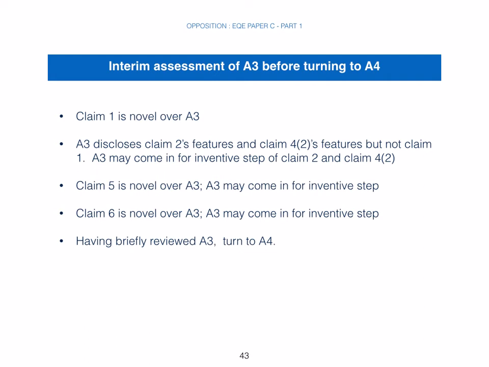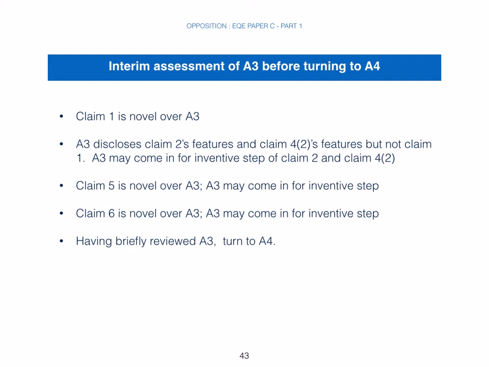Claim 6 is novel over A3. A3 may come in for inventive step. So, having briefly reviewed, we have to wait for the content of the remaining documents before we make up our minds. Nevertheless, coming up with an interim assessment does help to reduce the number of question marks as we go along.